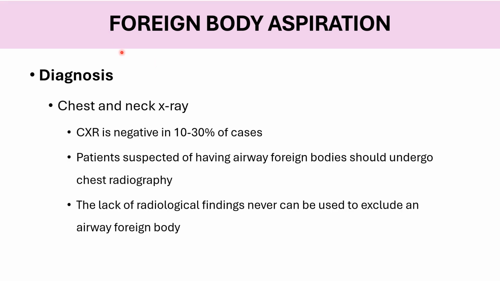Diagnosis of foreign body aspiration is always based on a high index of suspicion from the history and physical examination. But once you suspect a foreign body aspiration, the first step is to order a chest and neck x-ray. But it is important to know that a chest x-ray is negative in 10 to 30% of cases, and lack of radiological findings can never be used to exclude an airway foreign body, as most foreign bodies are radiolucent, such as peanuts, almond, and corn, and you will not see them on a chest x-ray.